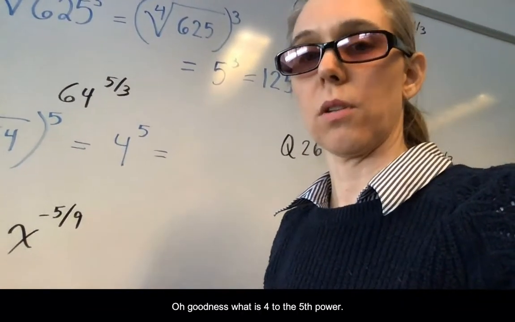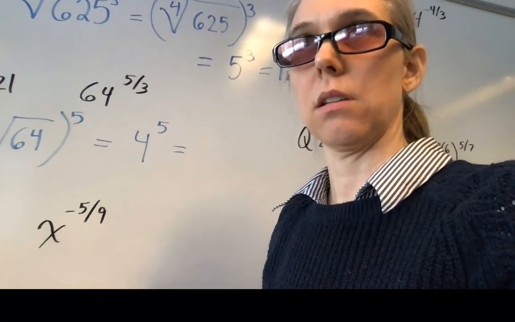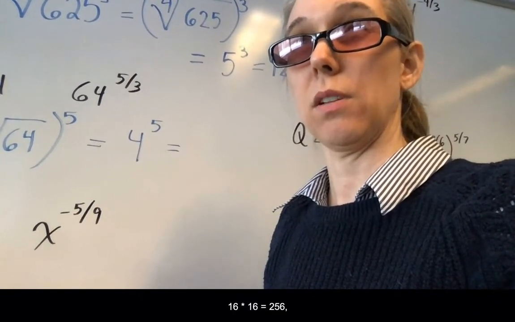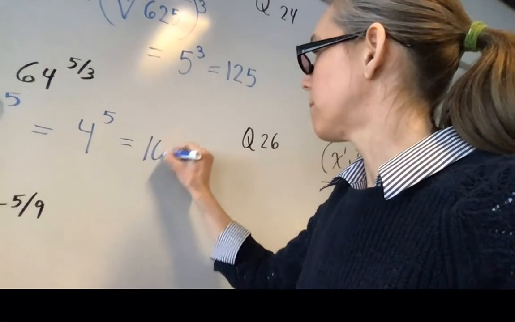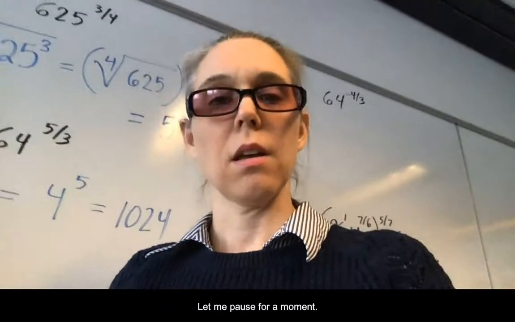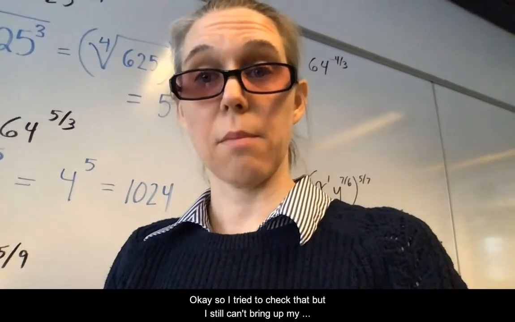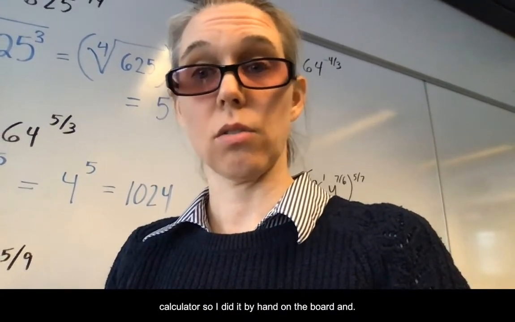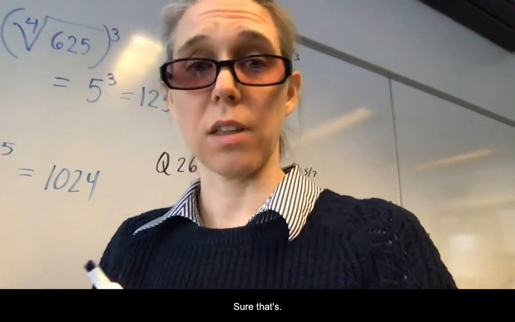Oh goodness, what is 4 to the 5th power? 16 times 16 is 256. 256 times 4 is... I think that is the answer. Let me pause for a moment and check. Okay, so I tried to check that, but I still couldn't bring up my calculator, so I did it by hand on the board, and I'm 99% sure that's right.